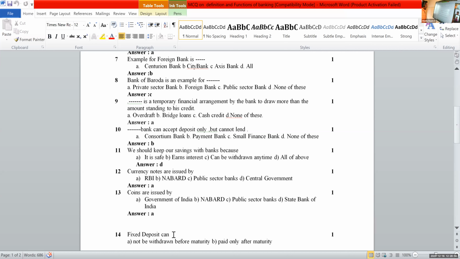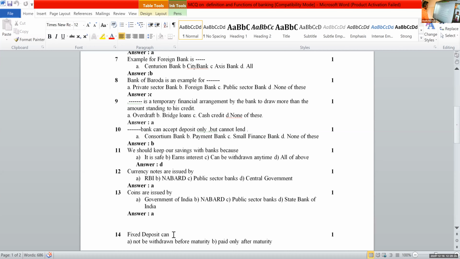Next, we should keep our savings with the bank because it is safe, earns interest, and can be withdrawn anytime. That's why we have to keep our savings. Next, currency notes are issued by RBI, coins are issued by the central government, the government of India.